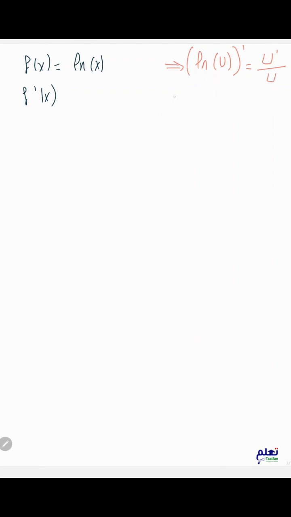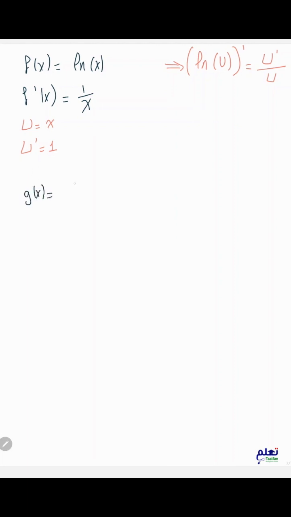Okay, now, in this case, we are going to say that the value of u equals x. Then, what's u prime? U prime is the derivative of x, which is 1. Now, after finding the value of u prime, we can say that the derivative of ln x is 1 over x.